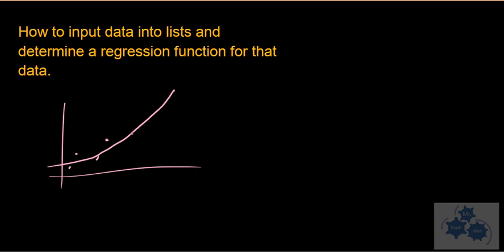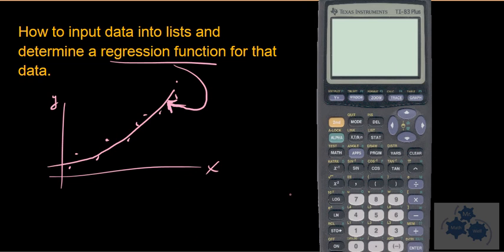if we have points like this that kind of model part of a parabola, okay, this is the regression function right here. That's the regression function. That's the best mathematical explanation of the relationship between the x variable and the y variable. Okay? So in our calculator, this is what we're going to do.